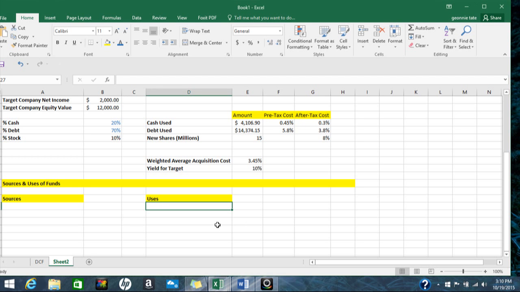Hello, in this video I'll be going over the sources and uses of funds for a merger and acquisition deal. For the uses, we're going to need the equity purchase price, the refinance debt, the one-time transaction cost, and capitalization costs.